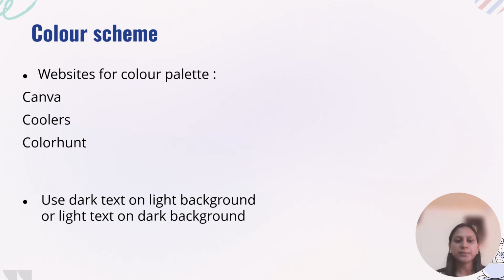There are various websites which will give you color schemes. You can go to Canva, Coolors or Color Hunt and they will give you a wide range of color palettes. You can choose whichever suits you best, and always make sure that you maintain contrast. If you're using dark text, make sure that the background is light. If you're using light text, make sure that the background is dark.